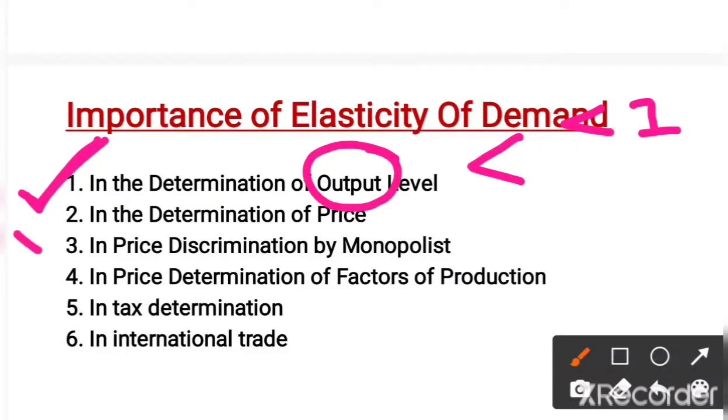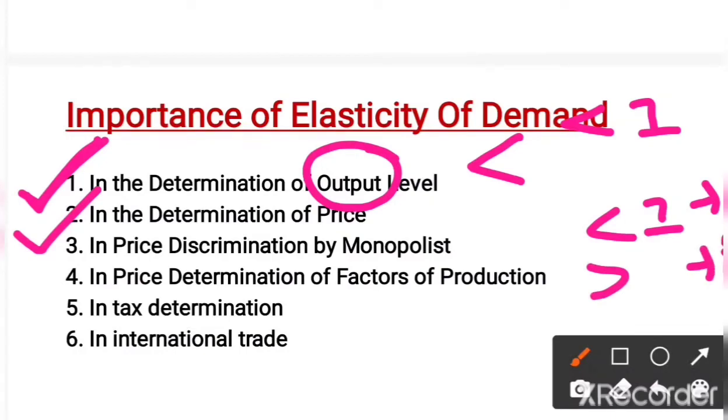The second one is in the determination of price. Fine, so the producer has produced one product. How will he determine the price? If it is less elastic, he will keep more price for that. If it is more elastic, he will keep less price, because for a more elastic product, if he keeps a low price, people will come and purchase it, because if a little change in price occurs, the quantity demanded will change. That's how the producer can take the profit, and determine the price for his product. So that is the second importance.